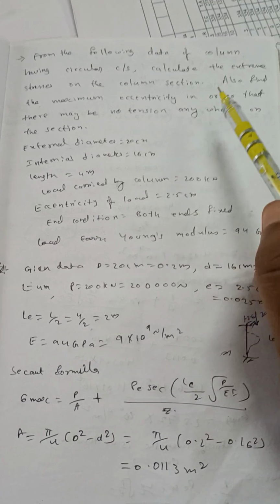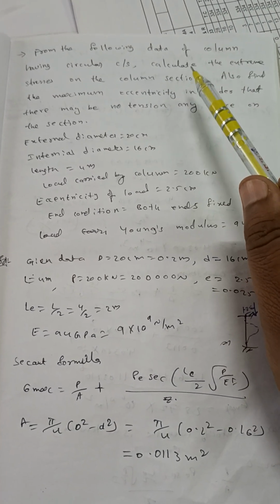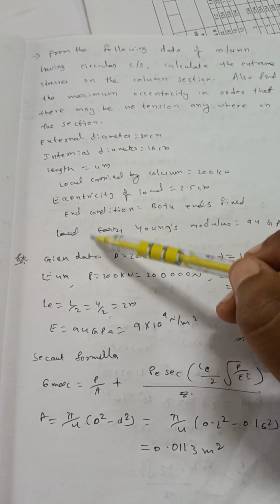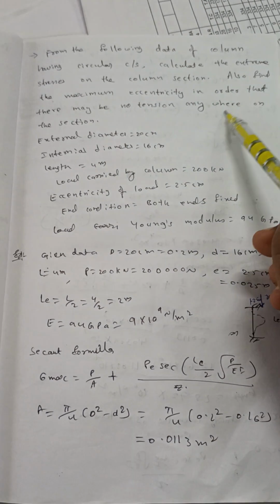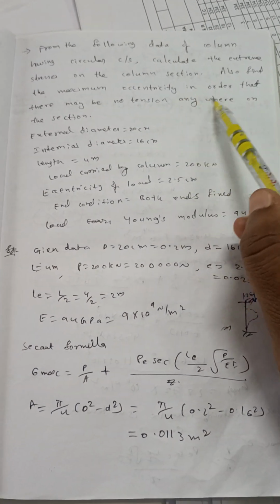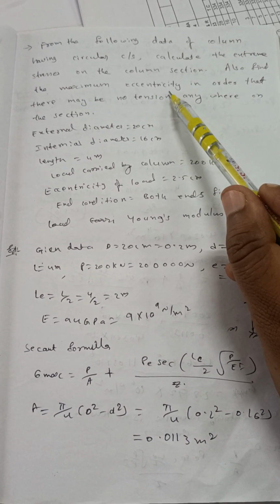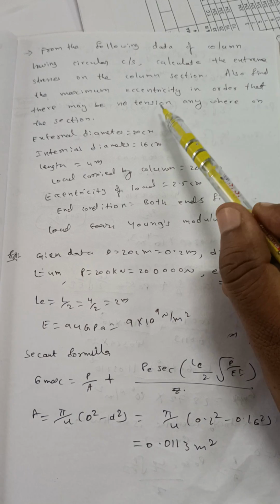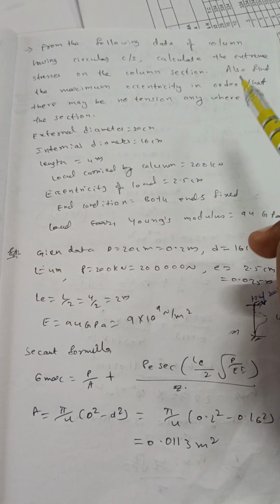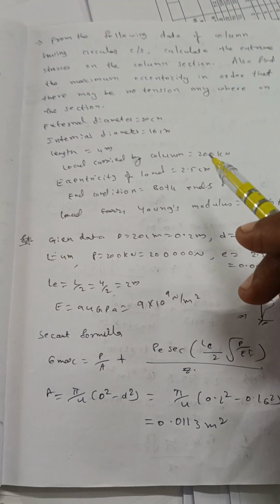So here we have two questions. First question is we need to calculate sigma max for the given data, and second question is to also find the maximum eccentricity, that is the eccentricity E value, when there is no tension in the section. Two questions are there here.